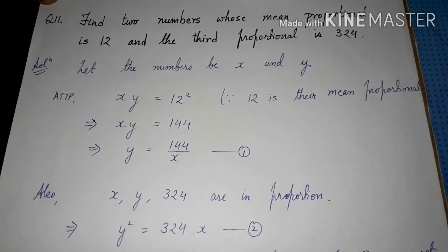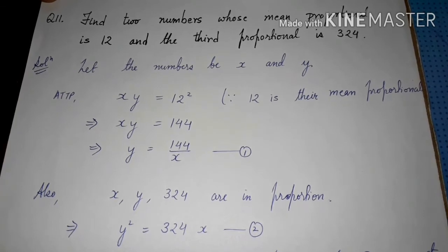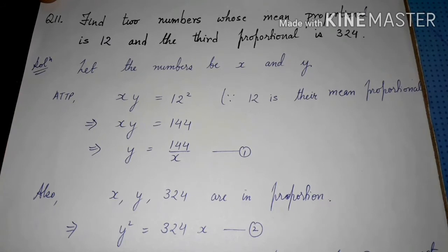Now last question for this exercise, question number 11. Find two numbers whose mean proportional is 12 and the third proportional is 324. Now you have not been given any number, but you have been given that mean proportional is 12 and the third proportional is 324. So let the numbers be x and y.